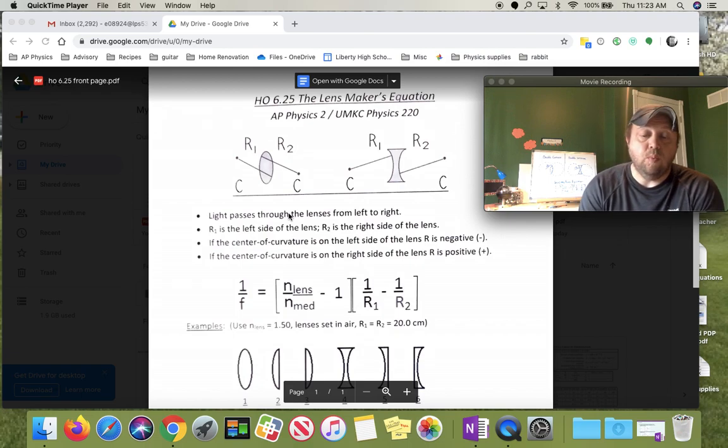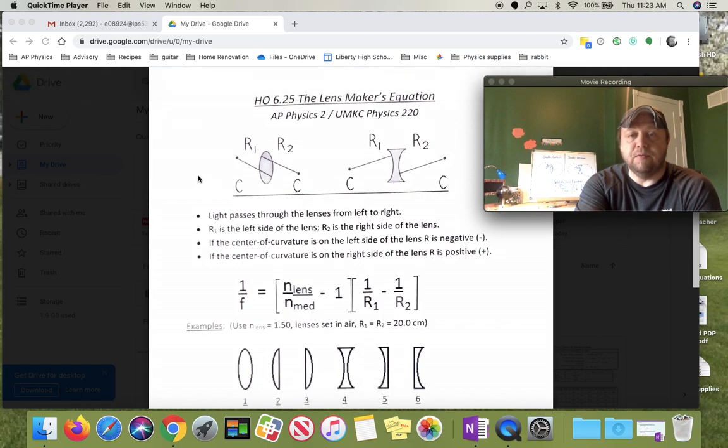All right, so what we have here, light passes through the lens from left to right according to all of these pictures. Okay, so let's just keep that easy for right now. R1 is on the left side of the lens. So if we can imagine that we have a circle here, R1 goes from the center of curvature of that circle to this right-hand side of the circle, okay? R2 is at the center of the circle and it goes to the left-hand side of the circle.